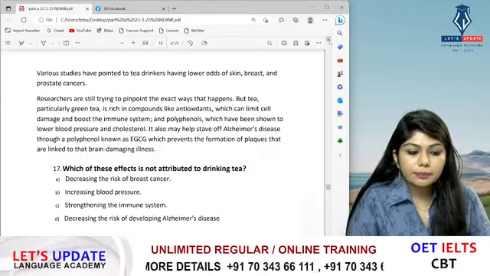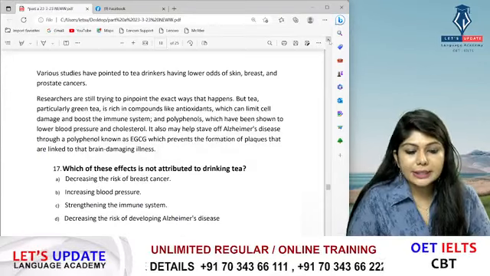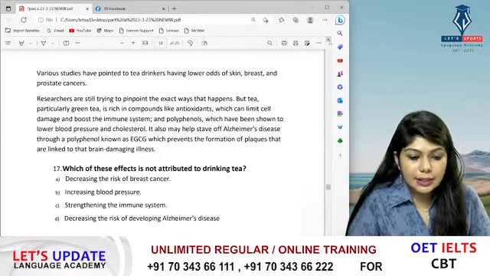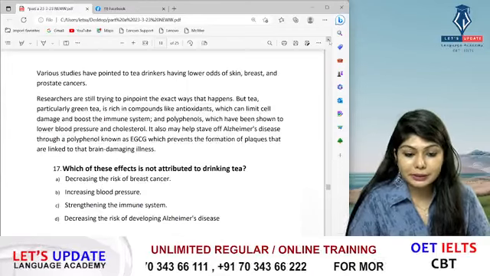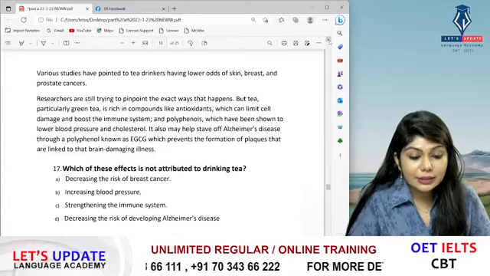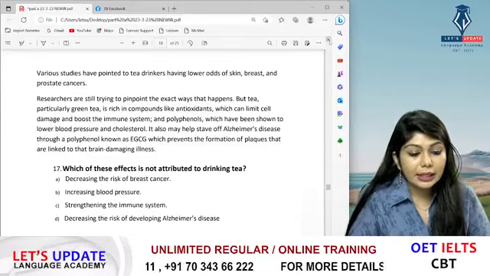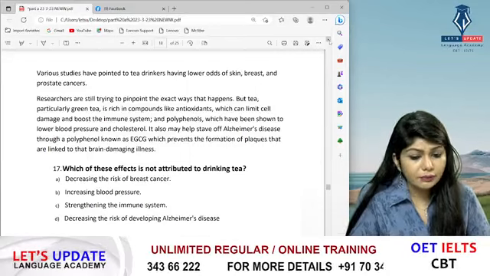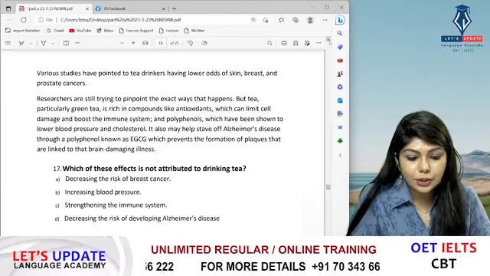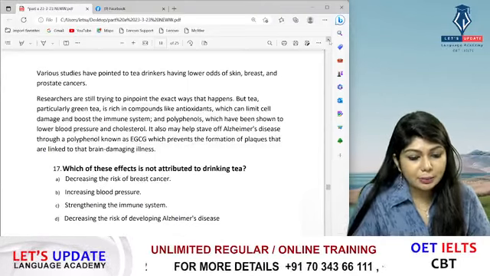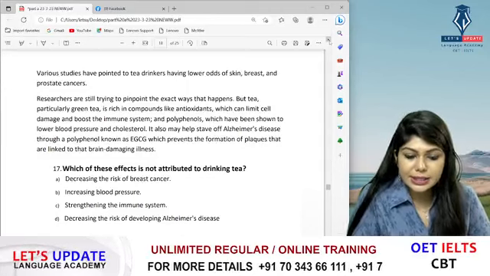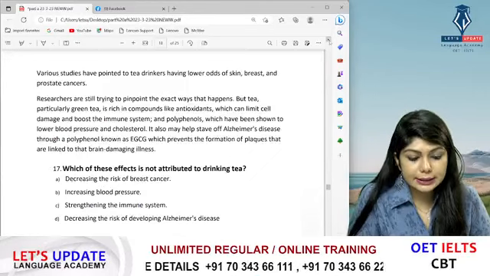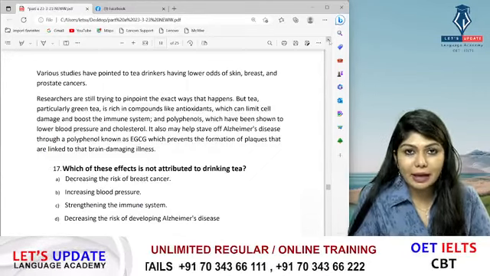Okay, so now I'll just read the paragraph. Various studies have pointed to tea drinkers having lower odds of skin, breast, and prostate cancers. Researchers are still trying to pinpoint the exact ways that happens. But tea, particularly green tea, is rich in compounds like antioxidants, which can limit cell damage and boost the immune system, and polyphenols, which have been shown to lower blood pressure and cholesterol. It also may help stave off Alzheimer's disease through a polyphenol known as EGCG, which prevents the formation of plaques that are linked to that brain damage. So that is what the paragraph is about.